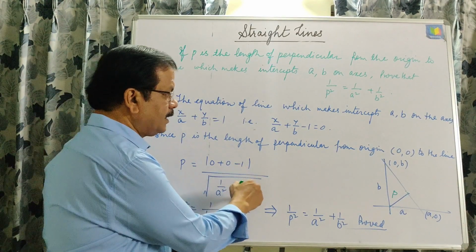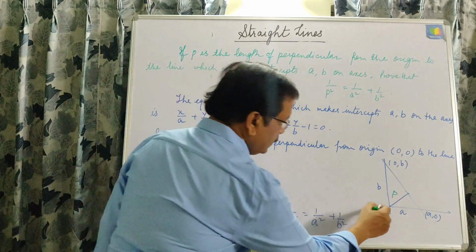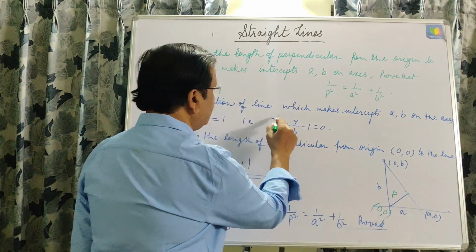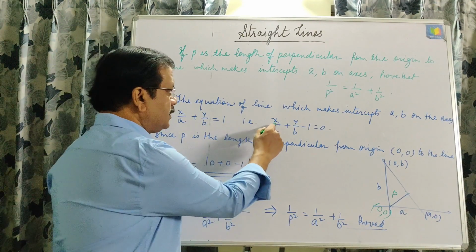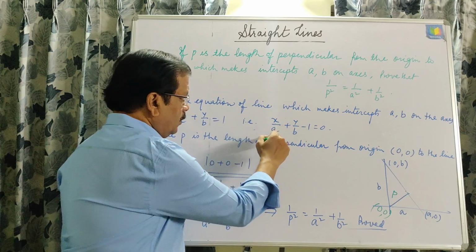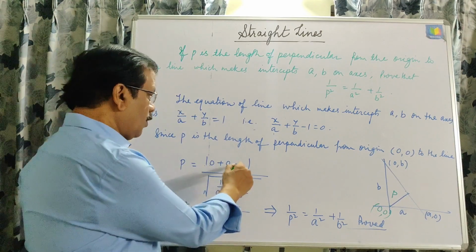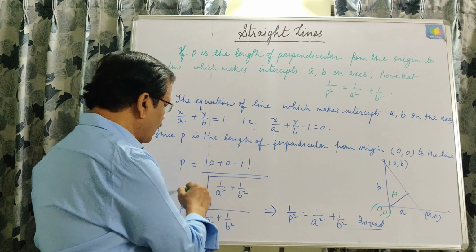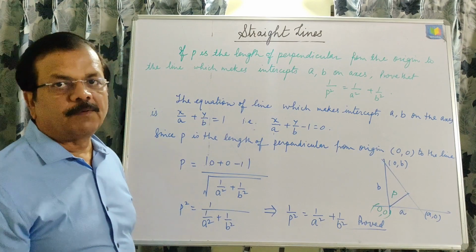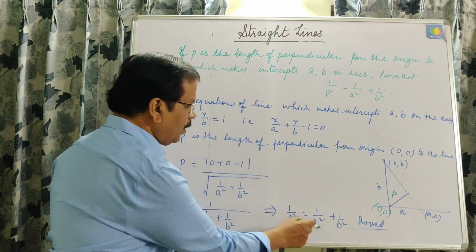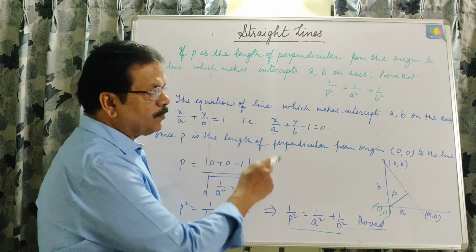The perpendicular distance is given from the line, and then putting 0, 0 in the given line, writing it in terms of x upon a plus y upon b minus 1, then mod of 0 and minus 1 upon root of 1 upon a square plus 1 upon b square. The positive value will be taken, then making the square of both sides, p square is equal to 1 upon 1 upon a square plus 1 upon b square, and that is 1 upon p square is equal to 1 upon a square plus 1 upon b square. This is what we have to prove.